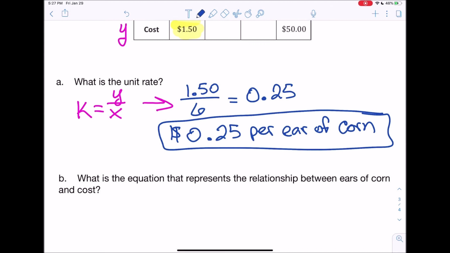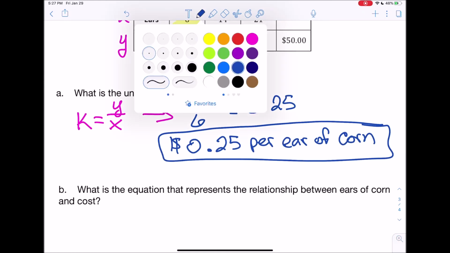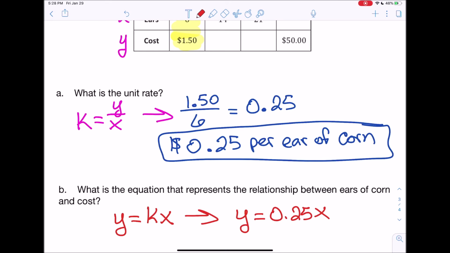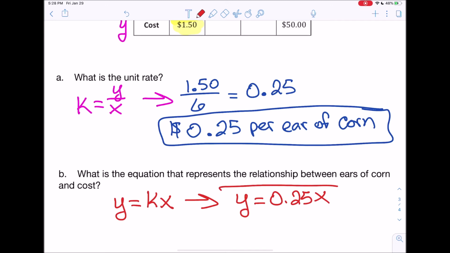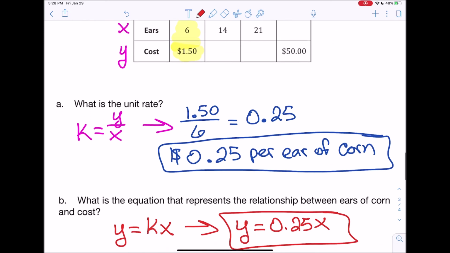What is the equation that would represent this relationship between ears of corn and cost? Okay, so now we need an equation. So remember, our equations for proportional relationships are y equals k times x. So in this case, it's going to be y equals 0.25 times x. Okay, because it's 25 cents for every ear of corn. So that's going to be our equation. Now we can use this equation to figure out the missing pieces of our table.